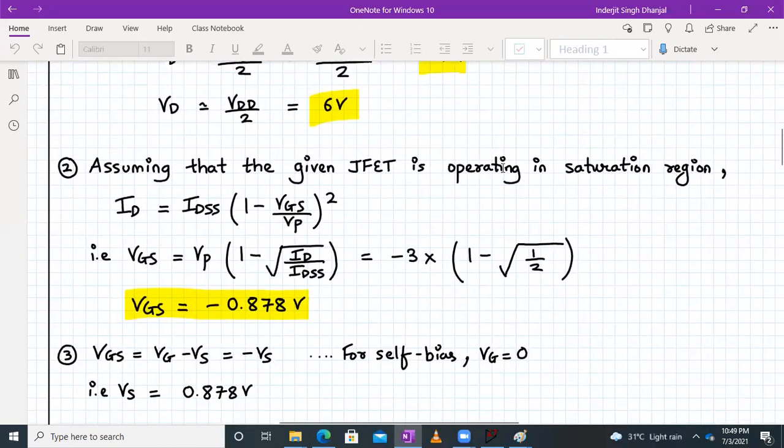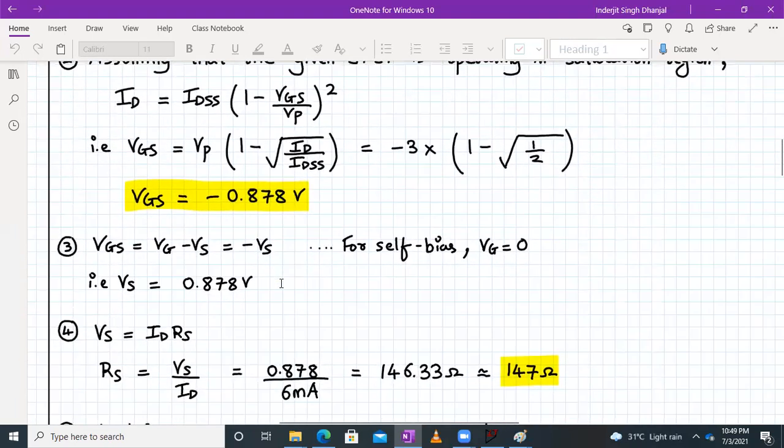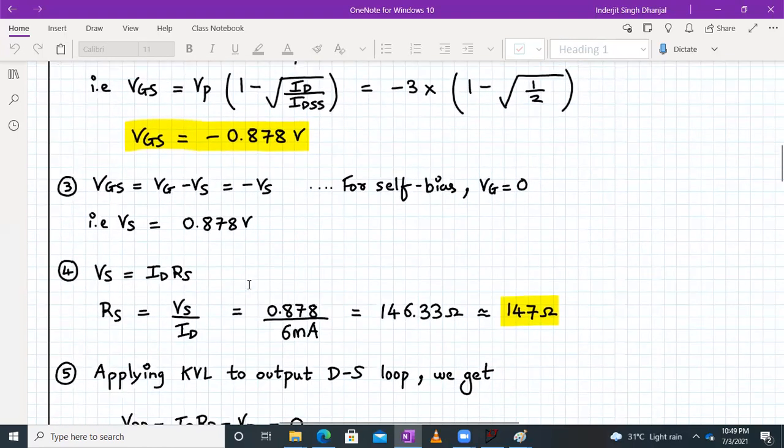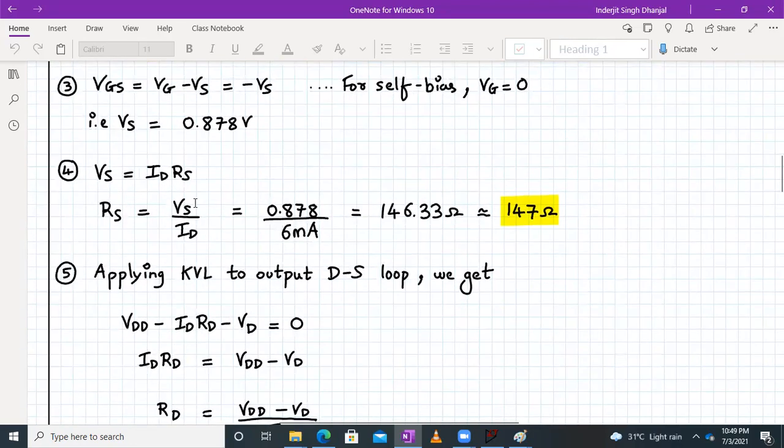So assume that the given JFET is operating in the saturation region. So ID formula will be IDSS into 1 minus VGS upon VP the whole square. We can rewrite this formula as VGS is equal to VP times 1 minus square root of ID upon IDSS. So we plug in these values and we got the value of VGS as minus 0.878 volt. Now we got the value of VGS, VS value will be positive because VGS will be minus times VS. Okay, so VS will be 0.878 volts.